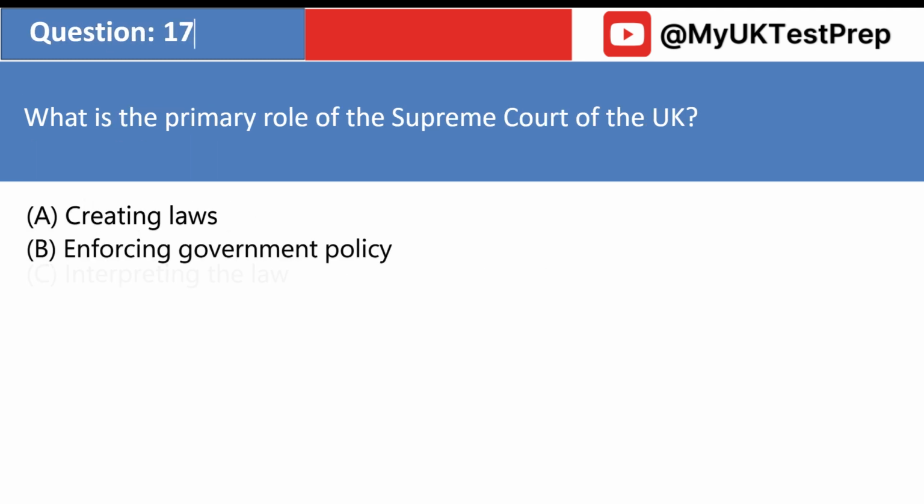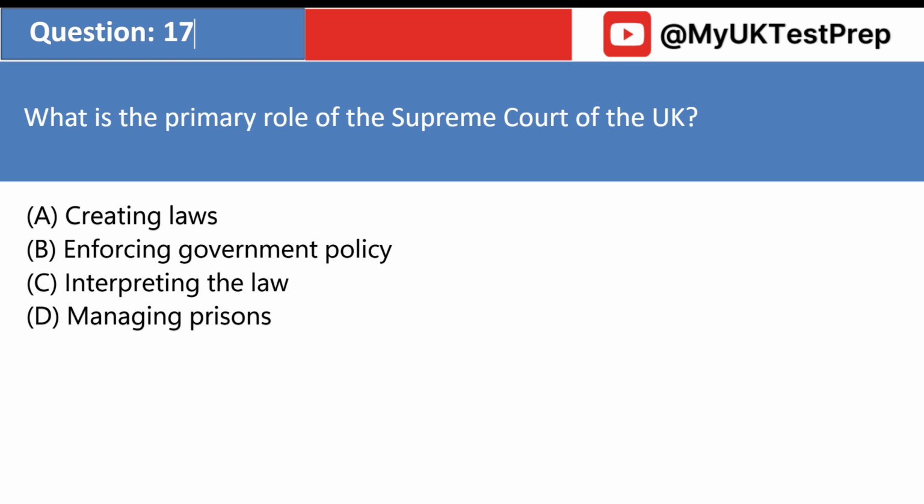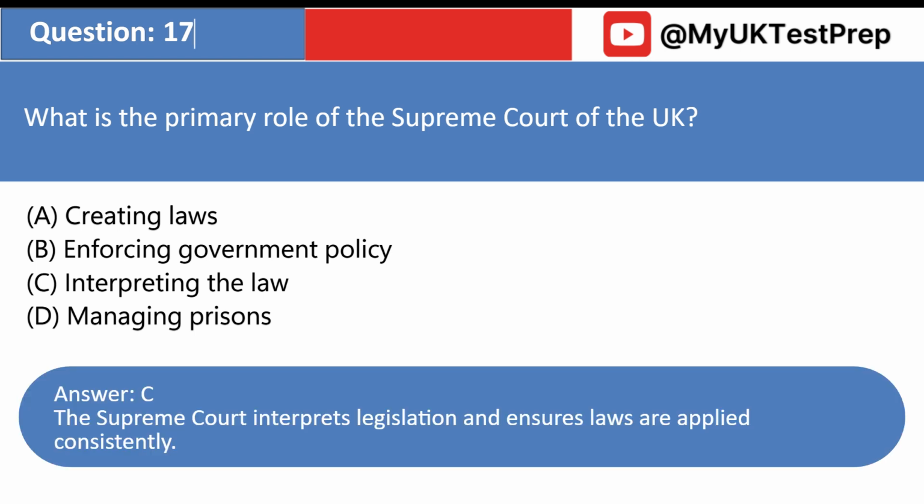What is the primary role of the Supreme Court of the UK? A. Creating laws. B. Enforcing government policy. C. Interpreting the law. D. Managing prisons. Answer: C. The Supreme Court interprets legislation and ensures laws are applied consistently.